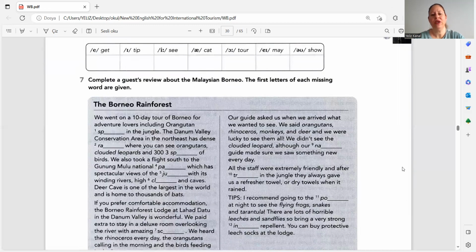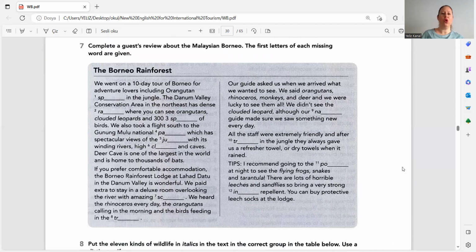Now, we are going to complete a guest's review about the Malaysian Borneo. Okay? This is the reading exercise and also vocabulary exercise. We need to find the words in the empty spaces. The first letters of each missing word are given. So we have to guess which word we should put here, okay? There are no words in the boxes or something. We should just guess from the first letters of the word, okay?